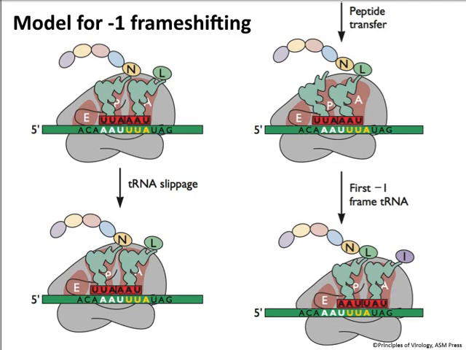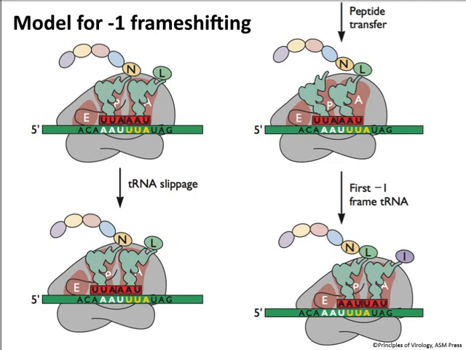The polypeptide is transferred, and you can put in a new tRNA into this site, where normally you would have a stop codon UAG. Now you can recognize AUA. The complement is the tRNA for isoleucine. And so you're putting a new amino acid in there, which will continue the synthesis.